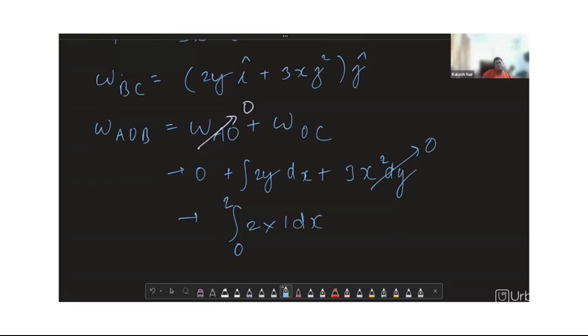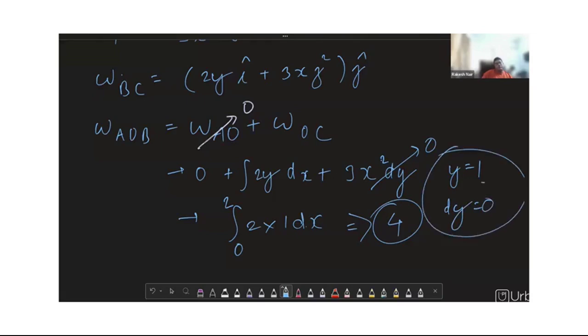Substituting the values, we get 4, because x turns out to be 4, that means 2 into 2 gives you 4. y is equal to 1, and dy comes out to be 0.